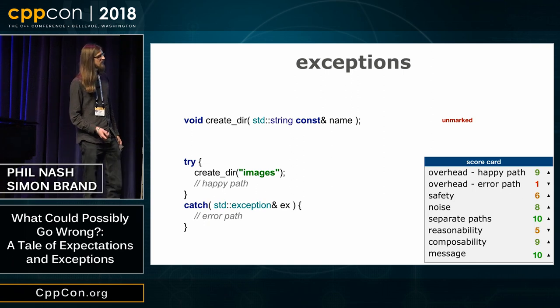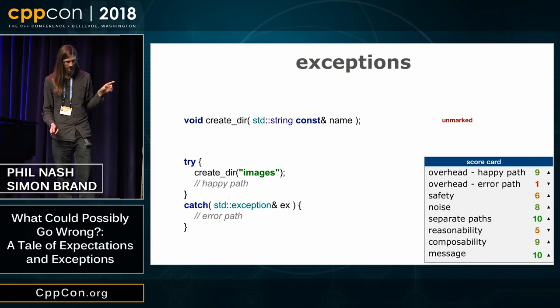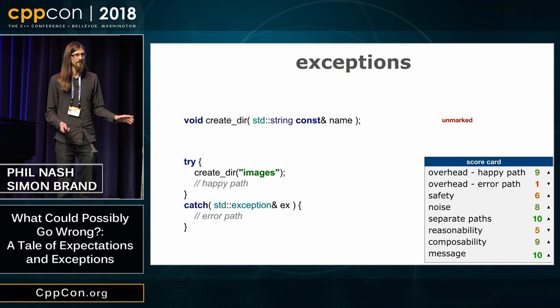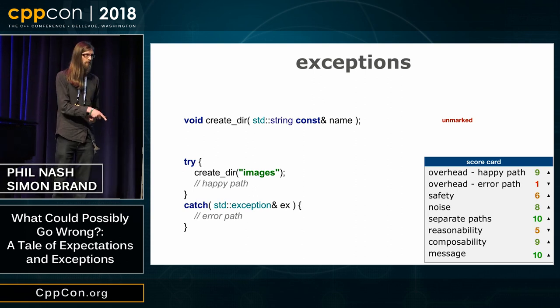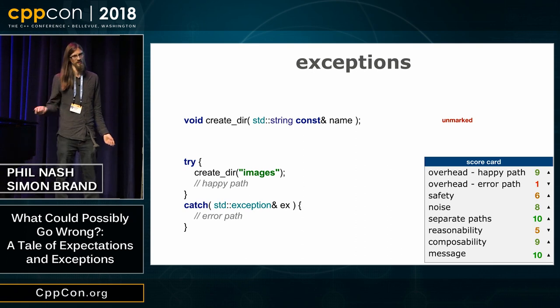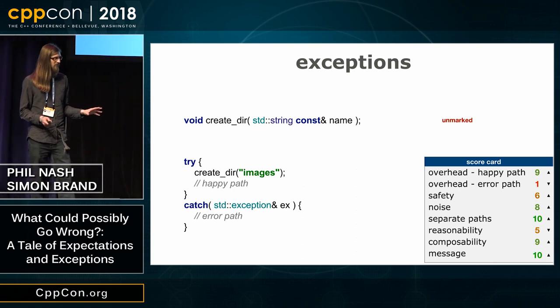Safety, I mean, I'll technically put it up, but one thing I really do not like about exceptions in C++ is that it's very hard to write exception-safe code. We have to be very aware of what can throw and what is not going to throw, and this can make things difficult. So I'm going to give you 6 on safety for now, at least.